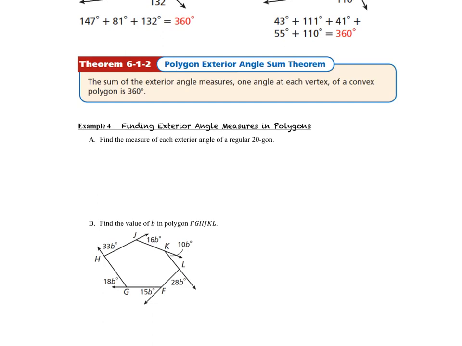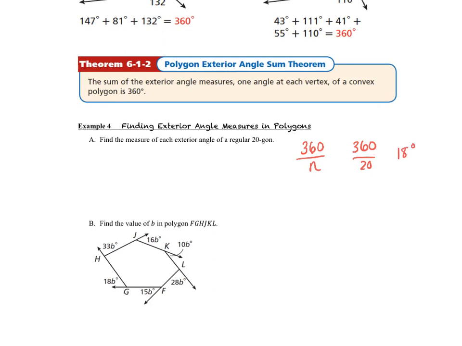Okay, for the polygon exterior angle sum theorem, you need to know that all exterior angles, no matter which polygon it is, add up to 360. So find the measure of each exterior angle of a regular 20-gon. That's going to be 360 divided by n. So 360 divided by 20. So each one is 18 degrees.